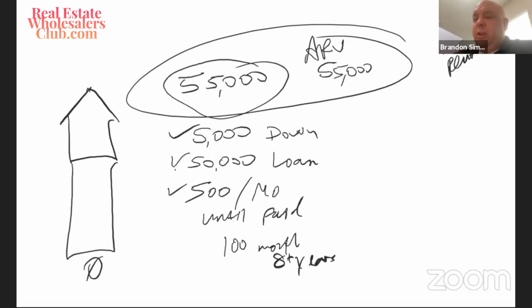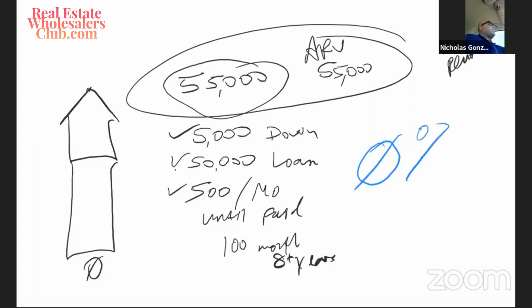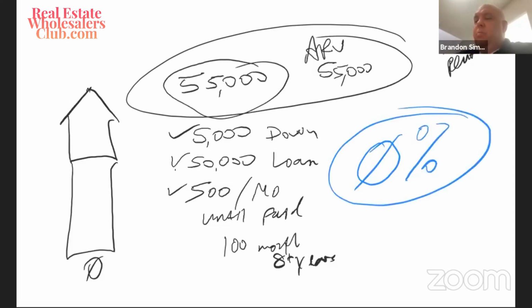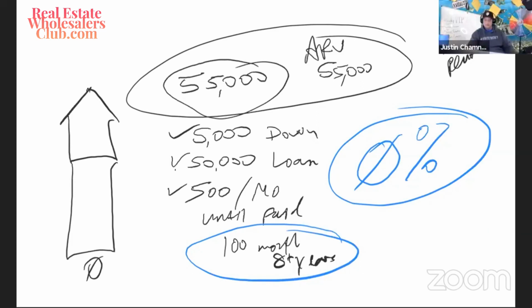By the way, what did I negotiate here? What type of interest rate did I negotiate? Nothing. 0%. Bingo. 0% interest. Look how fast we got that paid off. Just a little over 8 years.